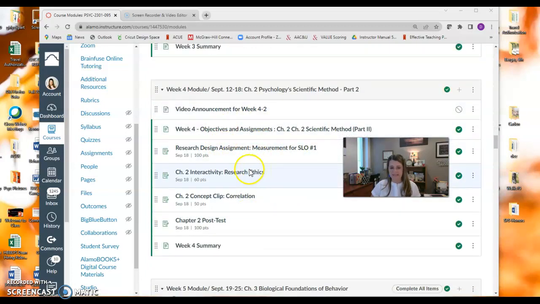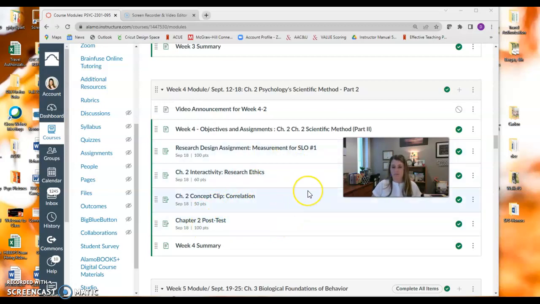For your Connect assignments, you have one on the research ethics. It's an interactivity assignment, and then a concept clip on correlation studies. So remember, correlation, big thing there is it doesn't necessarily imply causation. So it shows a relationship between two events or behaviors, but doesn't necessarily dictate a causation. So keep that in mind as you go through this assignment here. And then your chapter 2 quiz. So that is what you have in Connect, 2 Connect assignments and your quiz.